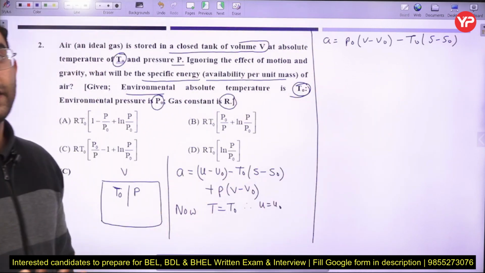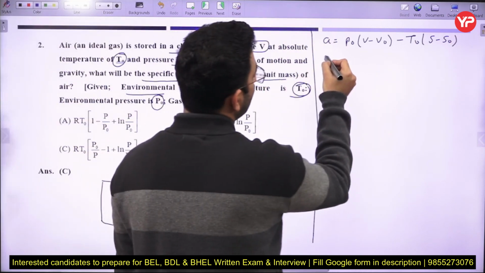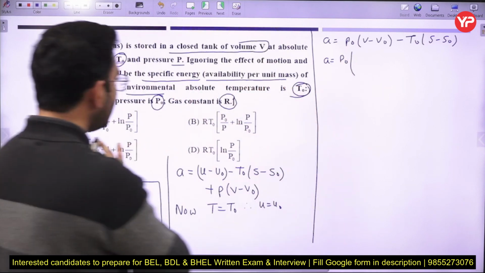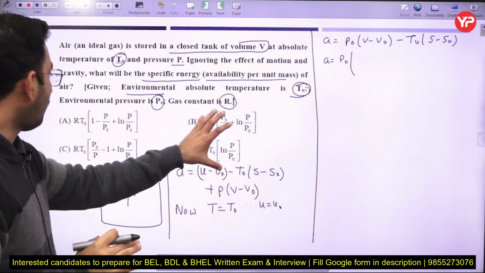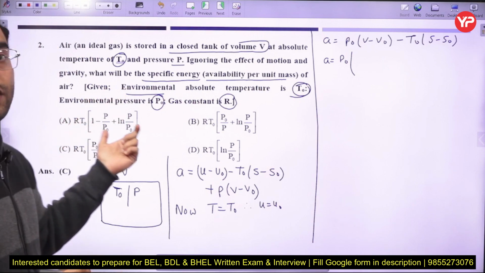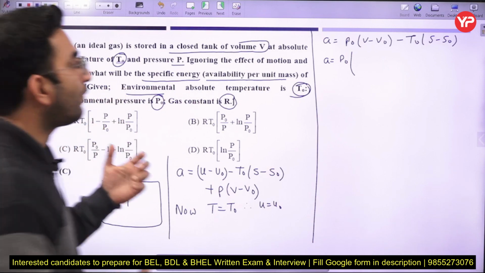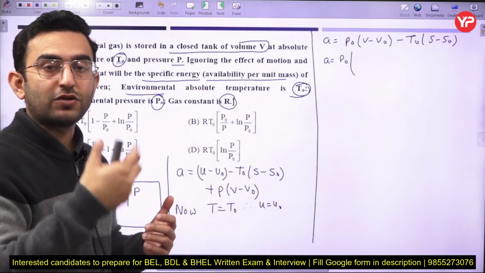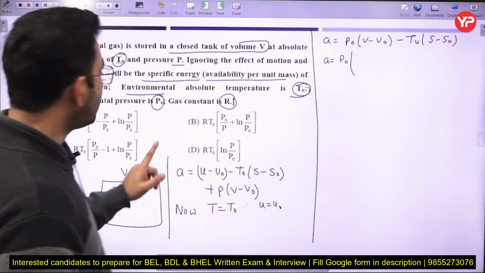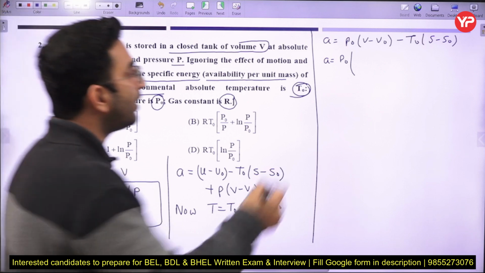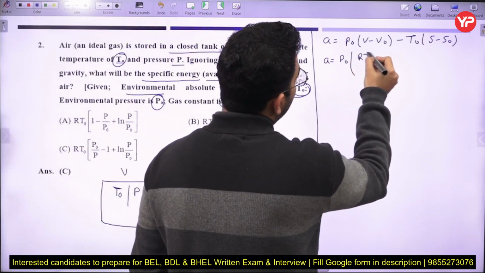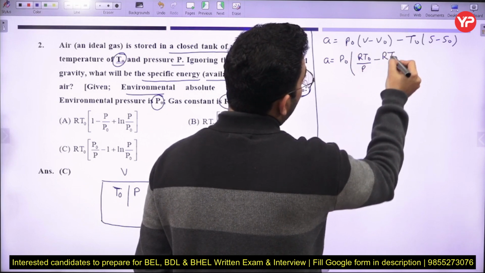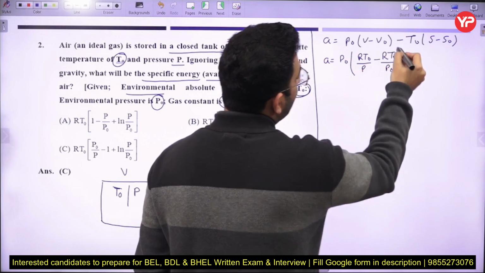Now how do you calculate the availability here? Just see one more thing. In this case, none of the options contain any terms in volume, so we have to convert this volume in terms of pressure, the characteristic gas constant, and temperature. The volume V of the container can be written as R T naught divided by P, and V naught can be written as R T naught divided by P naught.